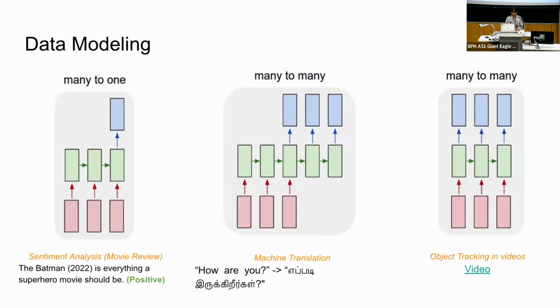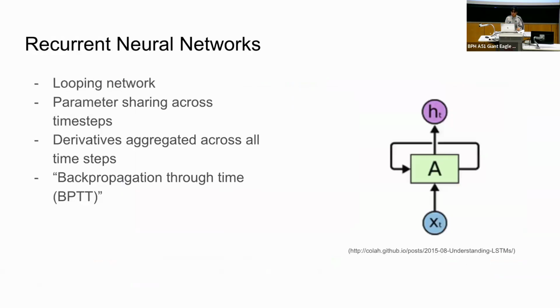Then you have many-to-one, like sentiment analysis, where you give it different words, it takes all of them into account, and then gives you one label. You also have many-to-many, which is the most commonly used in large language models. Here you have machine translation, where you give it a certain amount of input and expect a similar amount of tokens. Here we also have object tracking, where for every video you expect an object to be tracked for that video segment. So that's many-to-many.